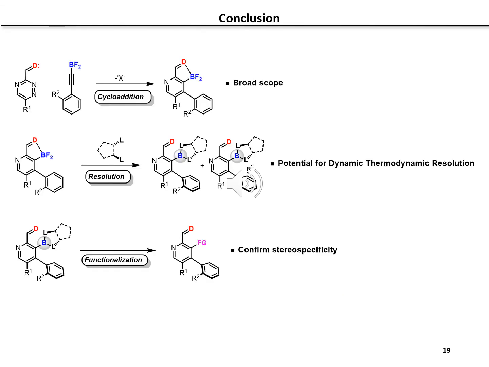So in conclusion, we proved that the cycloaddition reaction is an efficient way to provide highly functionalized pyridine-boronic esters, obtaining two different diastereomers, and the resolution was possible by insertion of aryl, showing potential dynamic thermodynamic resolution in this case. In the near future, we can work next on functionalizing it by adding a different functional group by replacing the boron to confirm the stereospecificity.